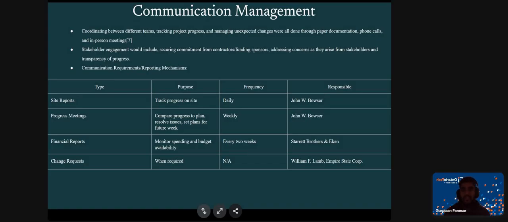On the bottom, we can see the communication requirements and the things that need to be communicated. Mostly it would be the site reports, the progress meetings, the financial reports, and the change requests. The purpose of the site reports was to track progress on site. For progress meetings, we want to compare progress to plan, resolve issues, and set plans for future weeks. Financial reports were to monitor spending, budget, and availability, and change requests are done when they need to be done. And we can see the frequency, depending on the type and who is responsible for these tasks.